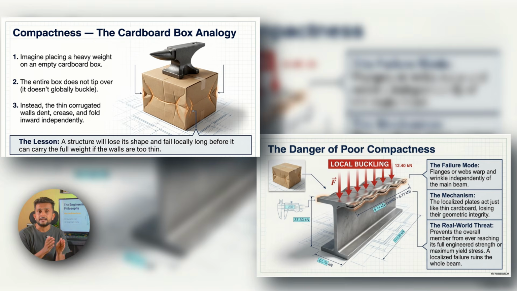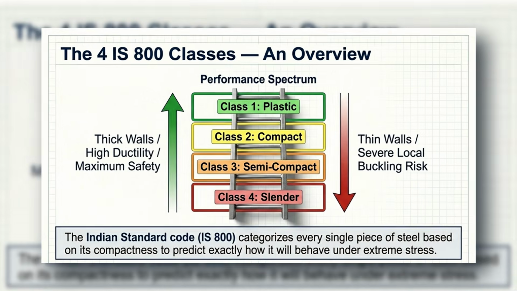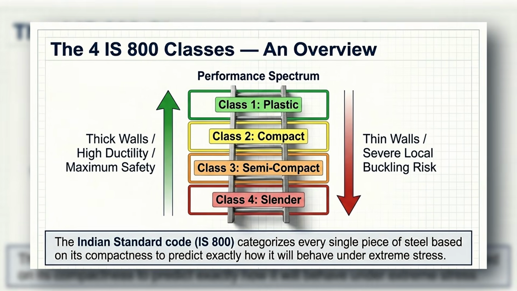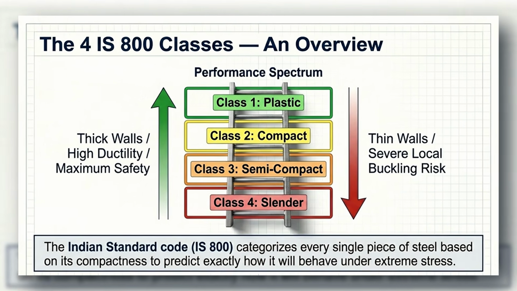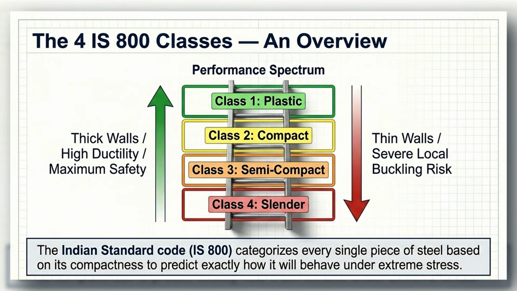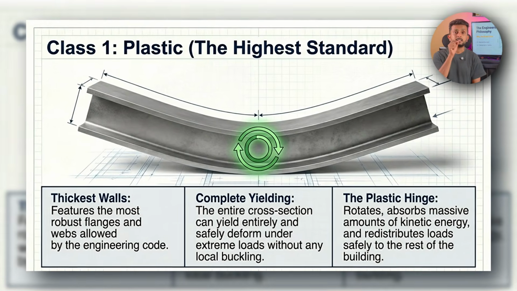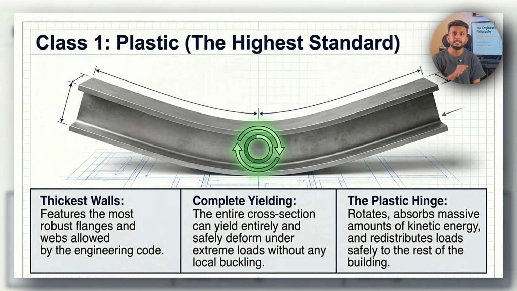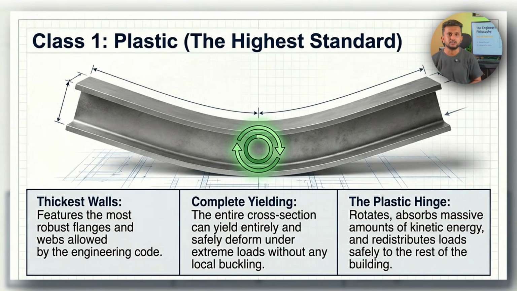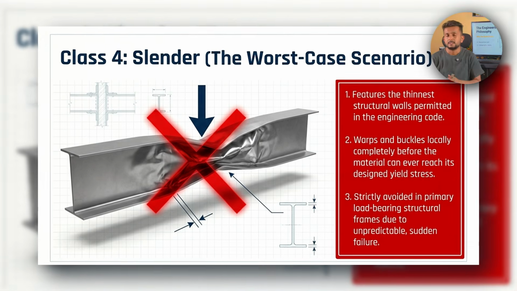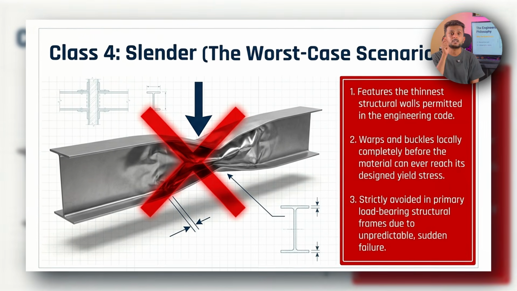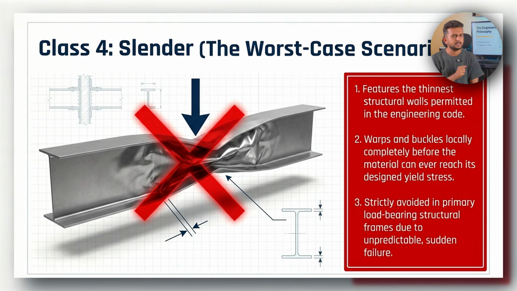See, IS 800 classifies sections into 4 classes: plastic, compact, semi-compact and slender. So let's understand importance of each one by one. First, plastic, the best one. See, the section can yield completely and rotate like a plastic hinge. Next is slender. See, it is the worst. It buckles before it even reaches the yield stress.